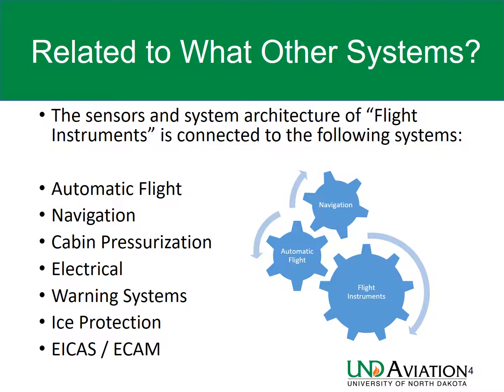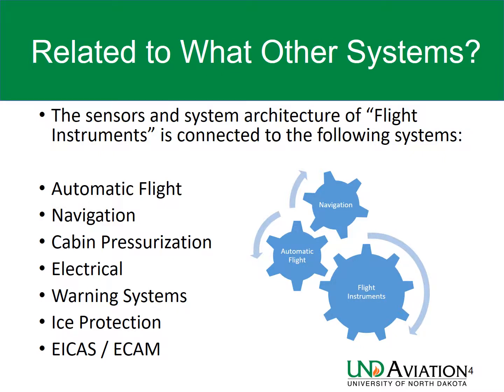So how are flight instruments or EFIS related to other systems? Sensors that provide information to our EFIS displays may also provide information to other systems. Examples of those include automatic flight or auto flight, navigation, cabin pressurization, electrical system. We actually receive power, obviously, for our probes, our display, our data concentrators. All of those elements come from our electrical system, so we depend on that.